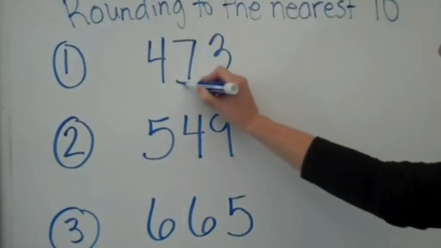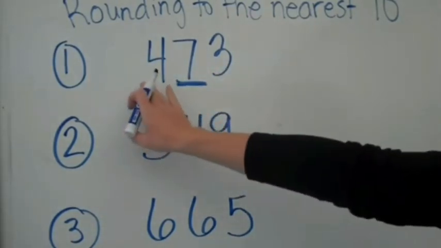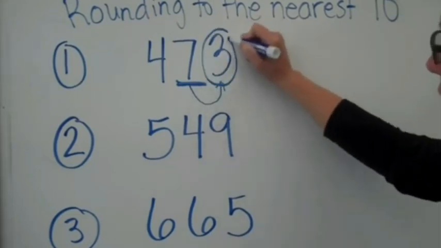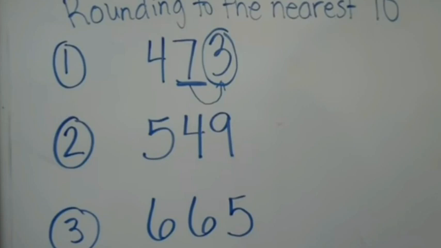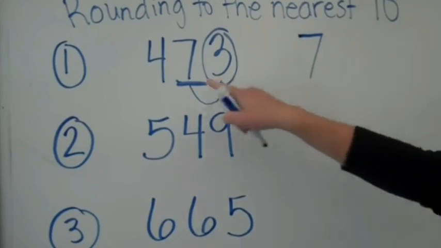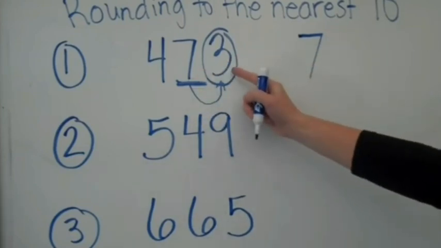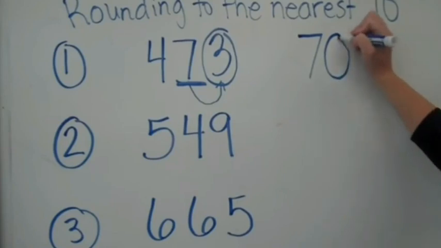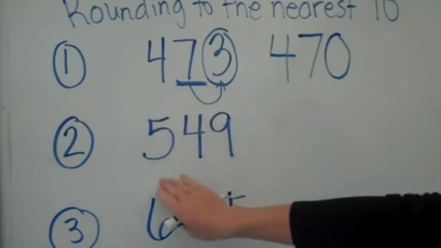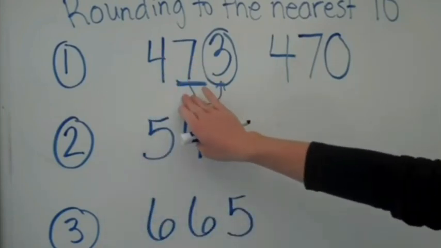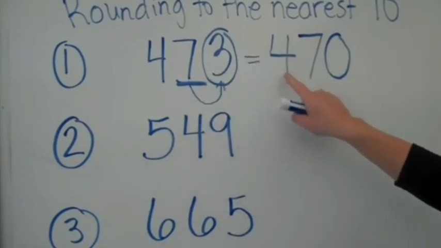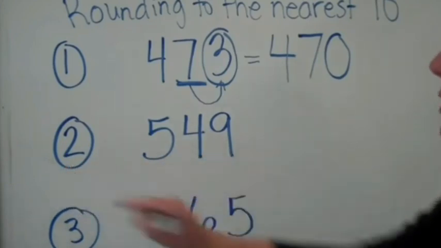Okay, I'm still going to look at my tens place. I don't care about the 100 right now. I'm going to move to the right. I'm looking at the ones. Is that number weak or strong? 3 is weak, has no power to push the 7. So I'm going to keep my 7 in the tens place. My 3 is going to become a 0. And my 4 is going to stay exactly the same. I'm not looking at the hundreds today. I'm just looking at the tens. So 473 rounds to 470.